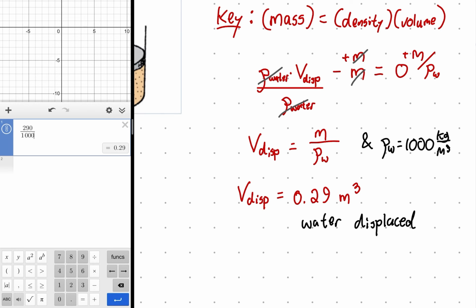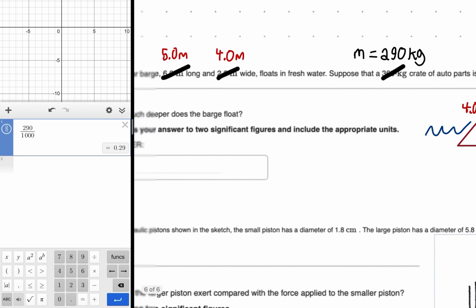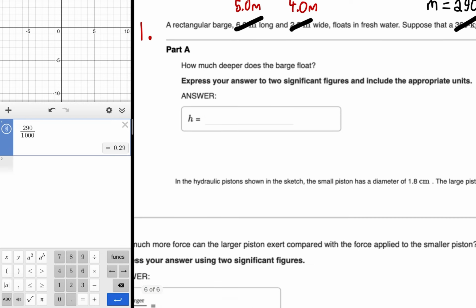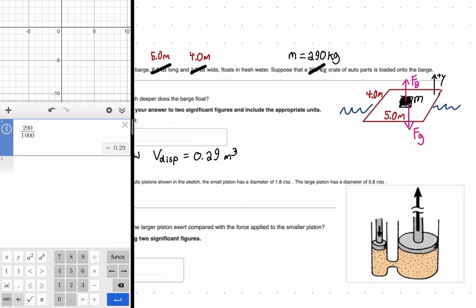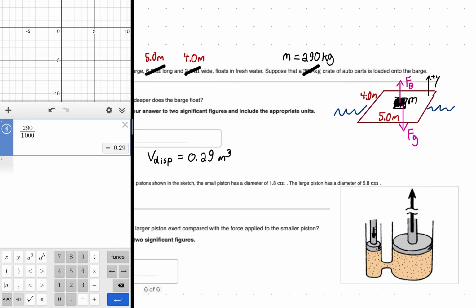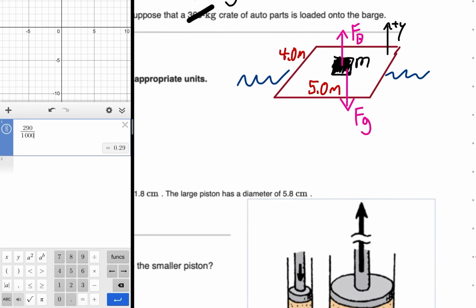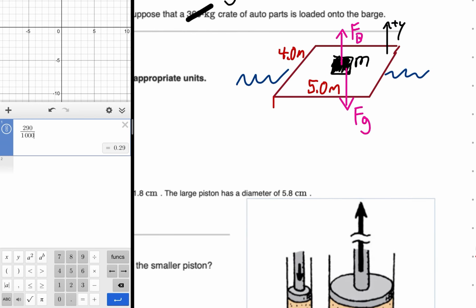Again, we are so close to being done, and I'm going to take this value right up top because we can finish off right here near where we'll put our final answer. So we know now that our volume displaced is, as I said, 0.29 cubic meters, and all we need then is to relate that to the 4 meters and the 5 meters, which is the length and the width of the barge, because what we want to solve for is the height that the barge sunk.